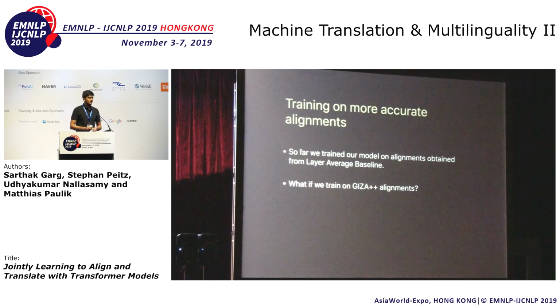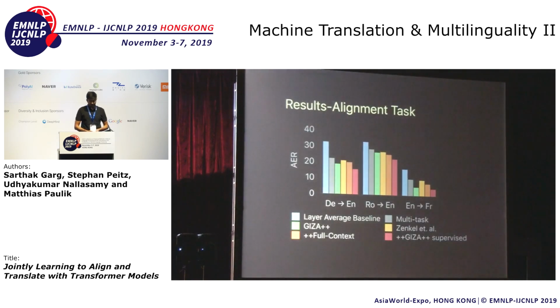So far, what we've been doing is training our model based on alignments obtained from the layer average baseline. So what we wanted to try out is, would it help if we train starting from better alignments? Would it help if we train on GIZA++ alignments, let's say? Will it be able to outperform GIZA++ using some knowledge from the translation task? So here are the results if we do that.